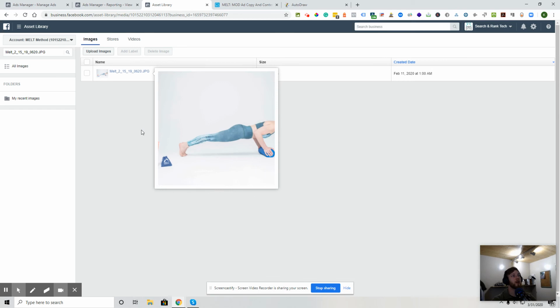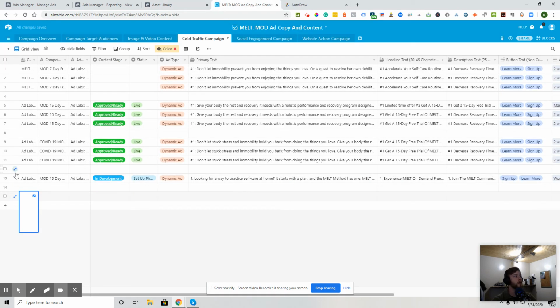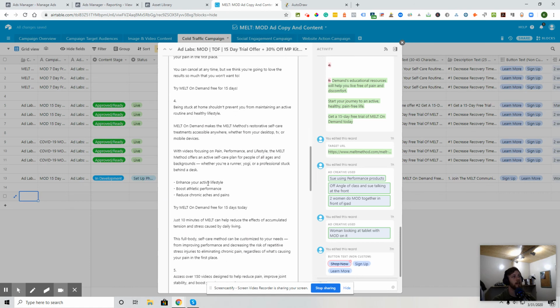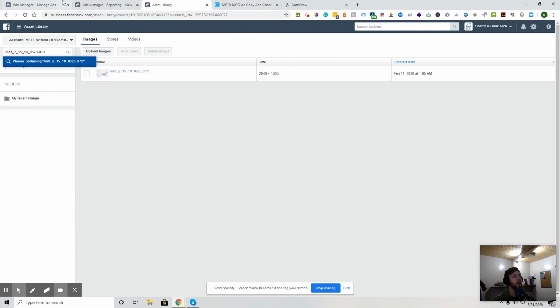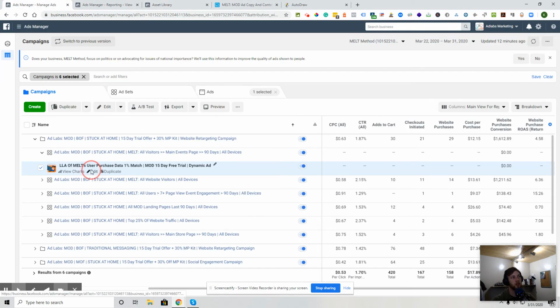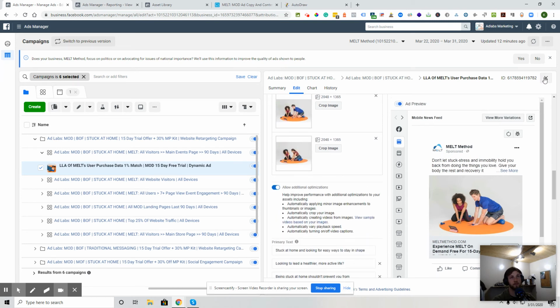All right. And then once we're in here, we see that, hey, here's the image. And then what I would do is I will go in here and say, hey, that was the highest converting image. I'm going to make sure I keep that image again. I'm going to put it in here. And again, when I go to paste it into my campaigns, I want to make sure that it's in order from highest to lowest converting.